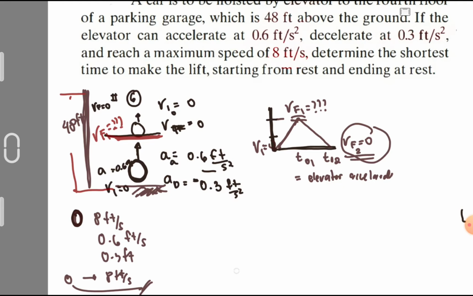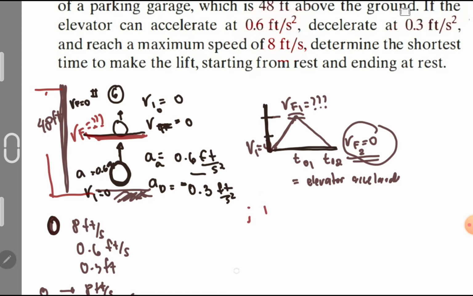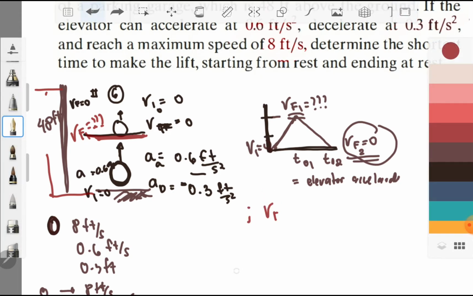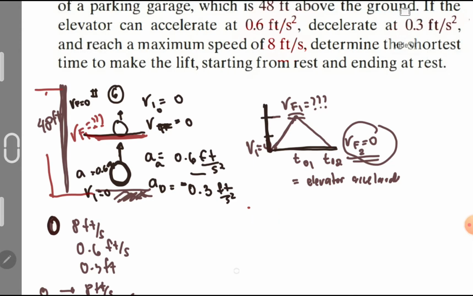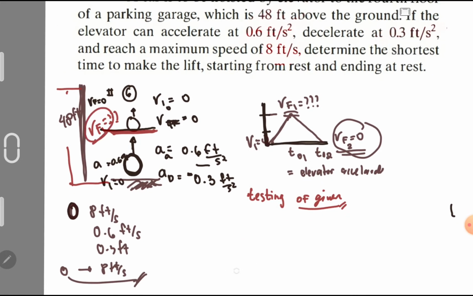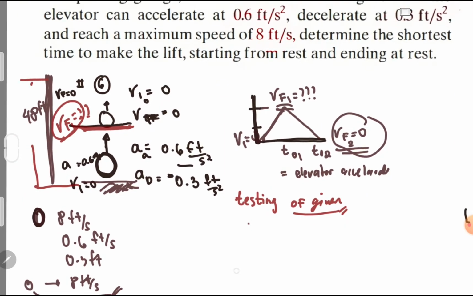So, therefore, itest natin itong 8 feet per second natin kung anong height siya marireach ng acceleration natin, which is 0.6 feet per second squared. So, using this formula, VF squared, ilagay ko dito yung testing natin. Testing of given. So, would we use 8 feet per second as our VF1? So, let's see. Let's say we have our formula VF squared less VI squared is equal to 2AD or 2AS.